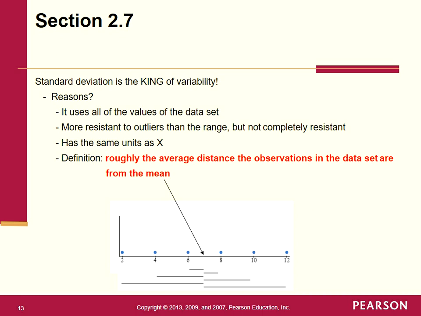Okay, so as you can imagine, for a data set that is more spread out than this, what's going to happen to these lines? The lines are going to get larger. And thus the standard deviation is going to get larger the further away that they are from the mean. All right, so visually, that's what we're doing with the standard deviation. It's roughly the average distance that these observations are from the mean.